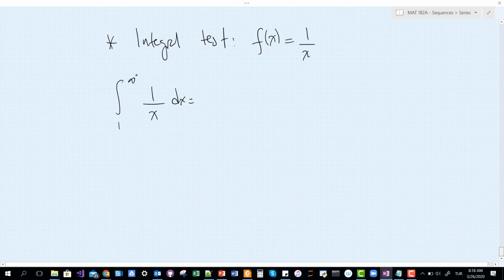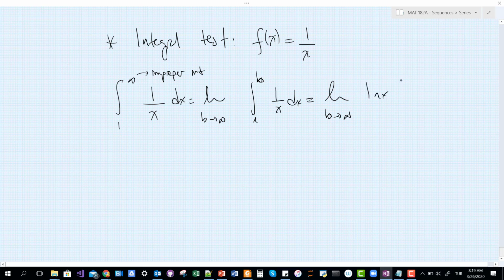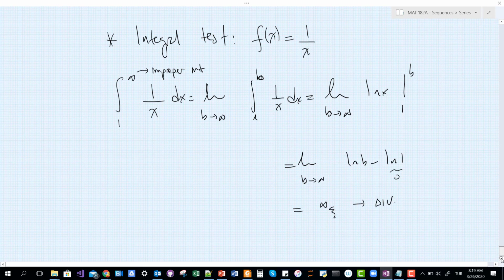What is the integral of this one? As you see, it is an improper integral. You should be using this definition: the limit as b goes to infinity of the integral from 1 to b of 1 over x dx. So ln x from 1 to b. If you put in the bounds, when b goes to infinity, ln b goes to infinity, and ln 1 is 0. As you see, my integral is divergent. So if my integral is divergent, from the integral test, what am I going to say?